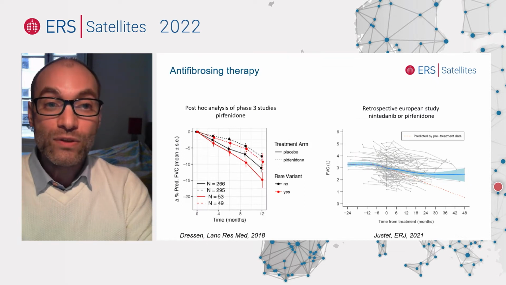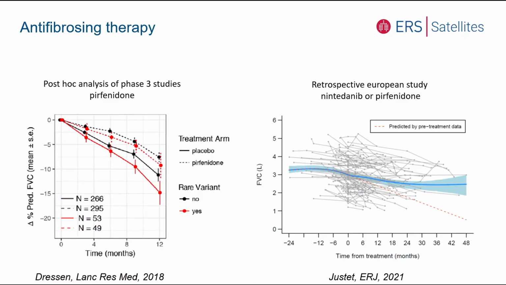Does this modify the treatment for the patient? We know now that anti-fibrotic drugs should be prescribed for IPF and for progressing fibrosis. And we know for sure, from several data, that there are no specific side effects for telomere-related gene mutation carriers.